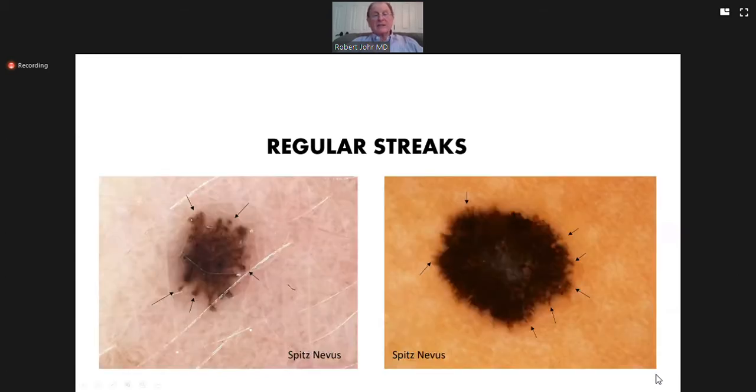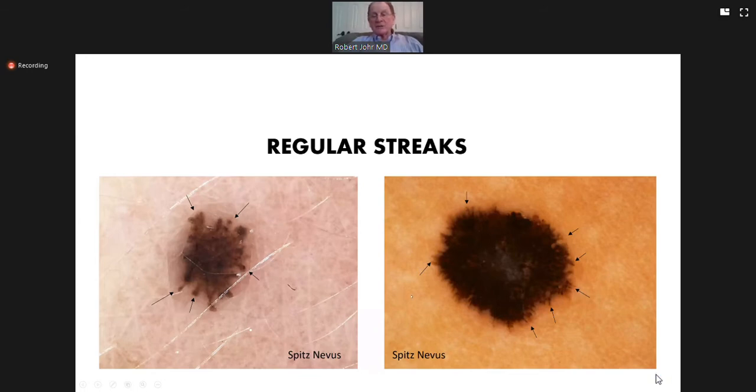And here's another example of regular streaks where they're symmetrical around the lesion in a Spitz nevus, and we have little linear projections of pigment at the periphery, but it's all around, so they're regular streaks. So it's not really adequate to say, I see streaks. In your mind, you want to think, are they regular or irregular? Everything you see, you want to determine if they're regular or irregular, and you have to learn the definitions.